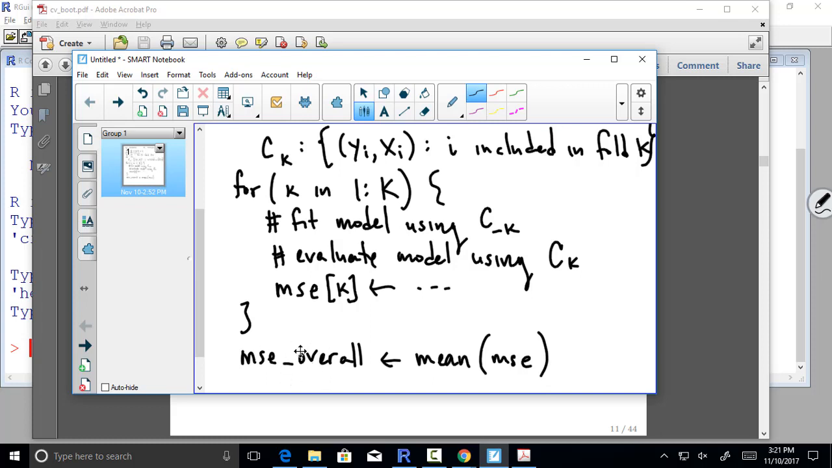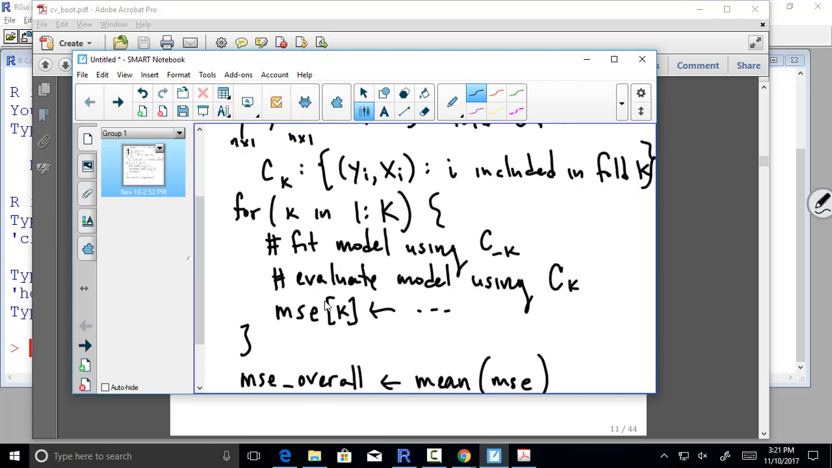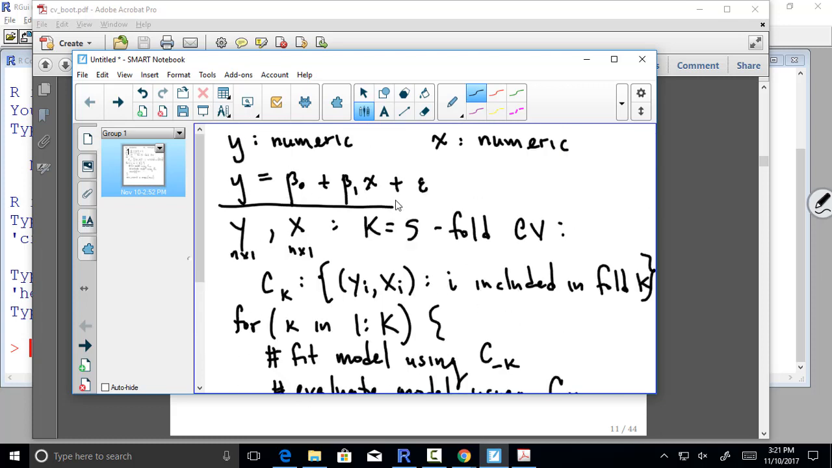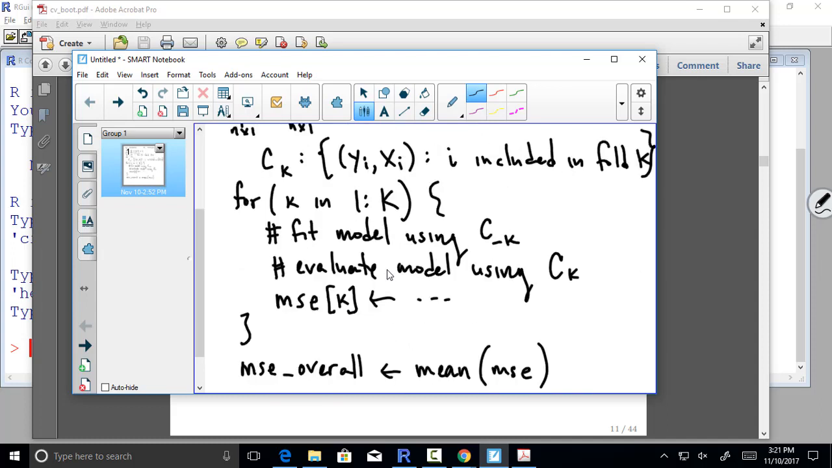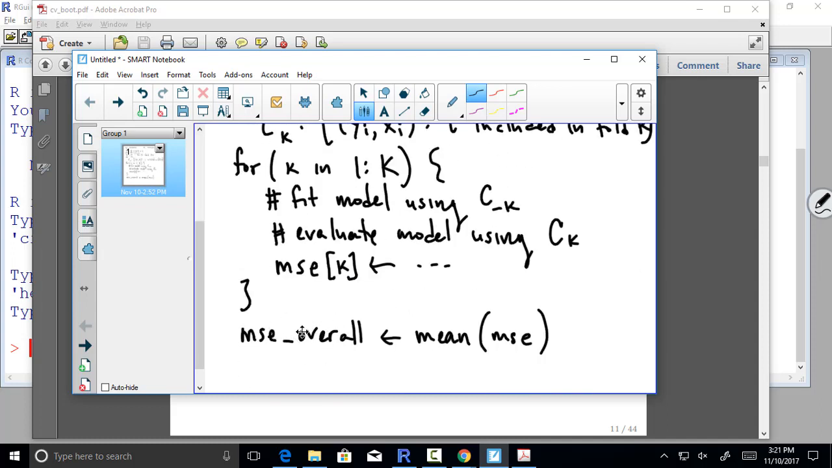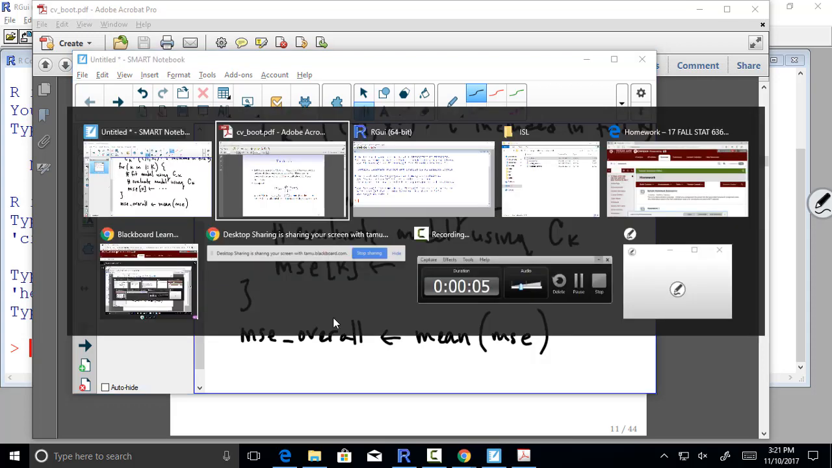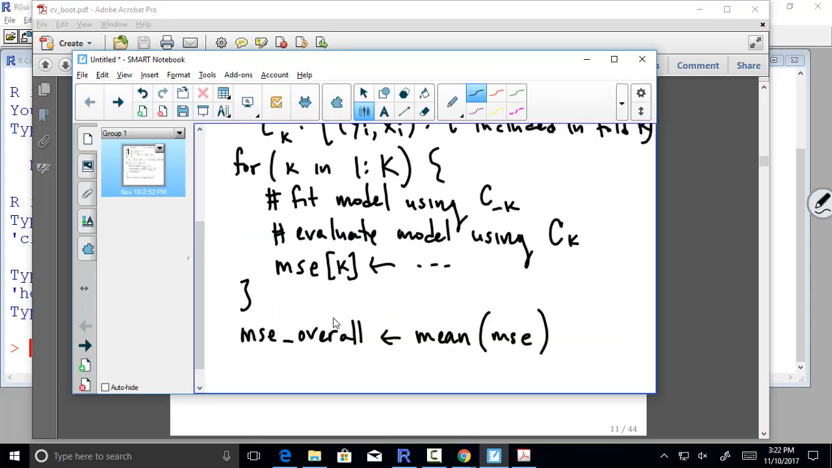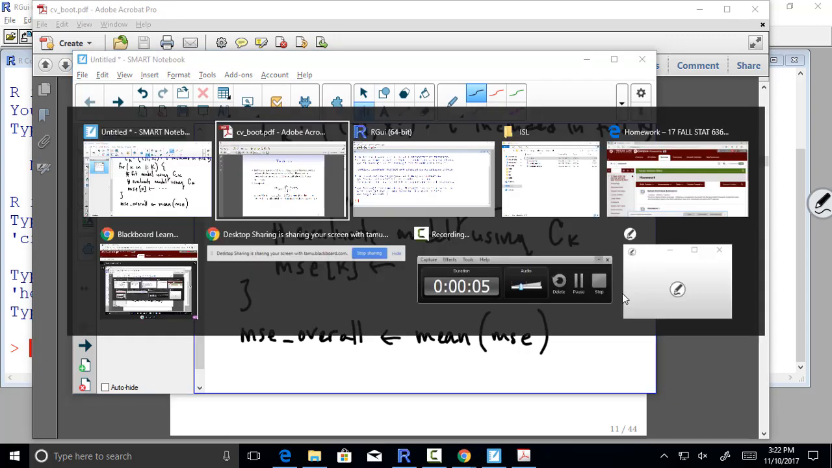At the end of the routine, regardless of which option we use, we're going to have an overall accuracy for the model we're considering. Cross-validation, we have to average over the CV folds to get this. So let me show you an example. I think it will help to see this in action.